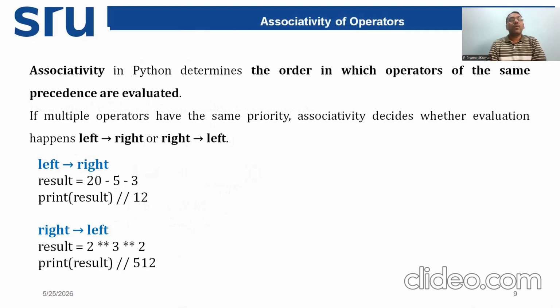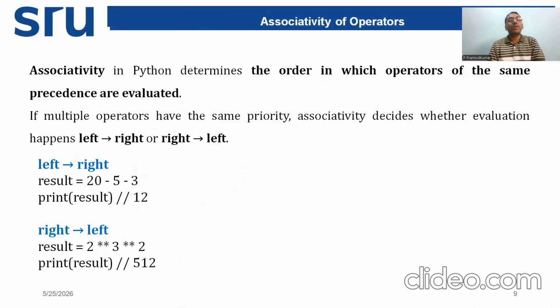Yes, coming to associativity of operators. If the operators involved in an expression have different priority, of course, we will apply the precedence of operators. But when an expression has operators with the same priority, then you cannot apply the precedence rules. Wherein you are supposed to apply the other rule, which we call the associativity rule. This associativity rule in Python determines the order in which operators of the same precedence are evaluated.